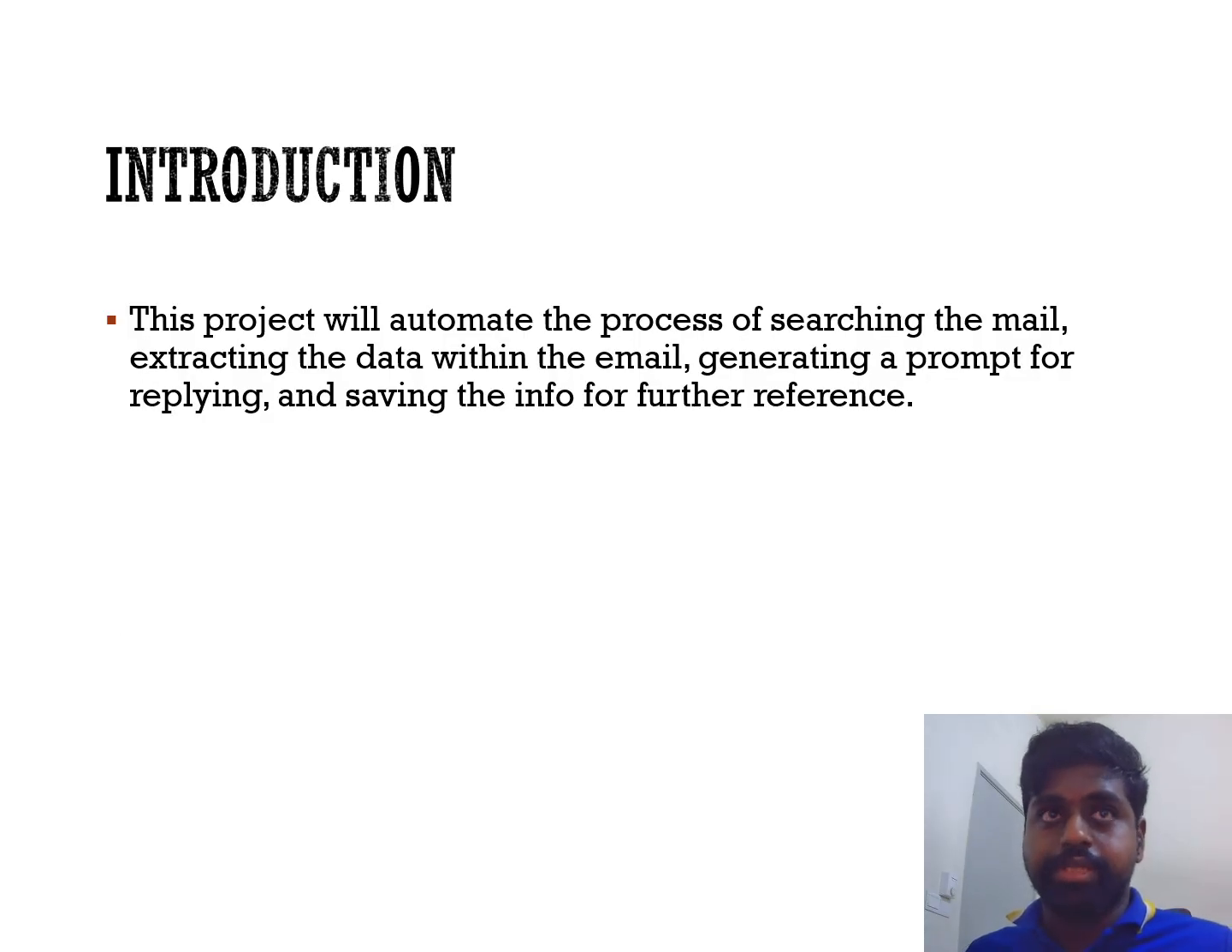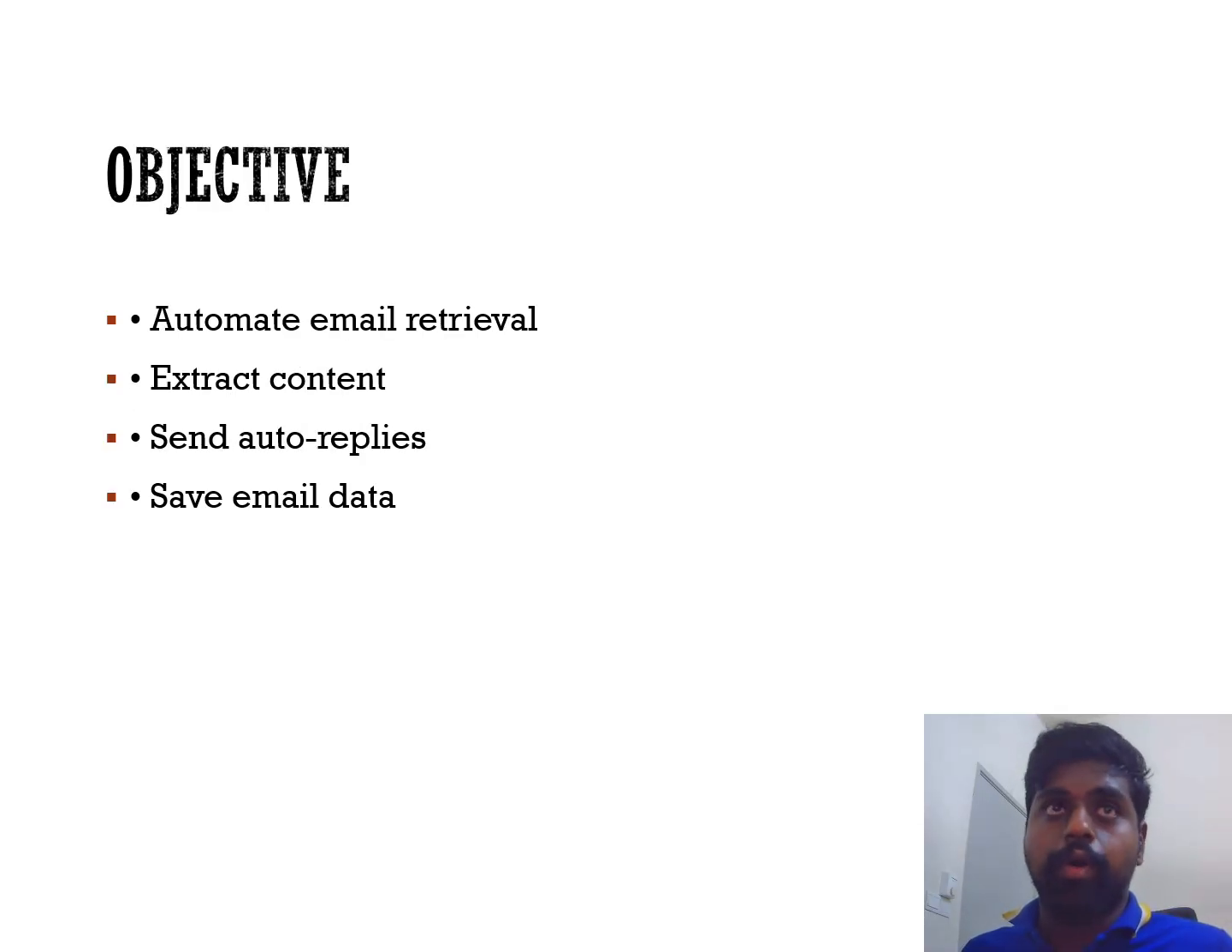Now, for the introduction, this project will automate the process of searching the email, extracting the data within the email, generating a prompt for replying, and saving the info for future reference. Now the core objective would be automated email retrieval, extracting content, sending auto replies, and saving the email data. These are the core functions that this code will tackle.